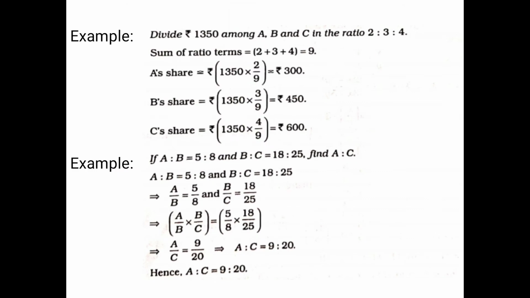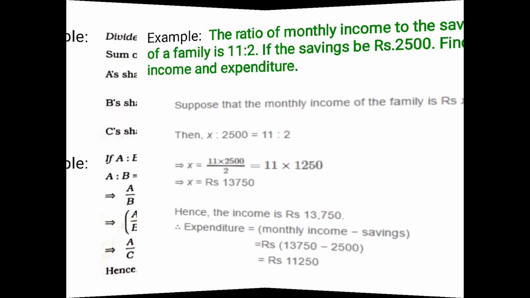Okay, so like that here also we can simplify. Then A by C value is 9 by 20. A by C, in the sense we can convert into the ratio, that is A:C is equal to 9 by 20, in the sense 9:20. So now we found, hence A:C is equal to 9:20. I hope everybody understood this problem. Coming to the next problem.